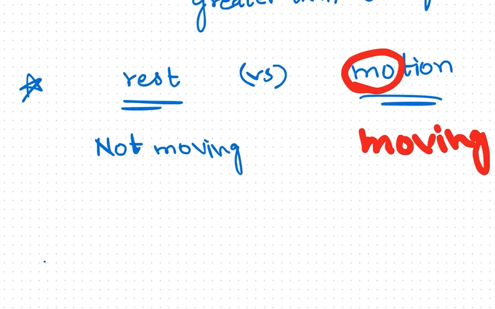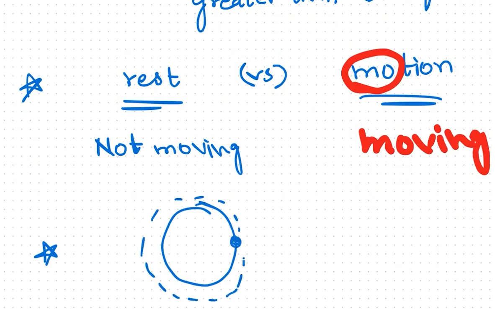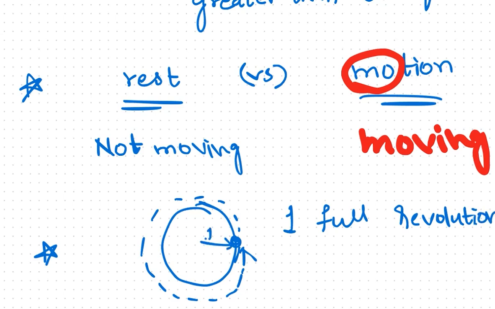Okay, let's consider another example. Let's say a particle is traveling around a circle. It has reached its initial point from where it started with one full revolution or rotation. The circle has a radius of 1 meter. What is the distance? What is the displacement?